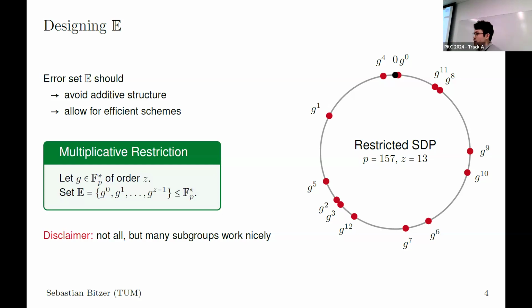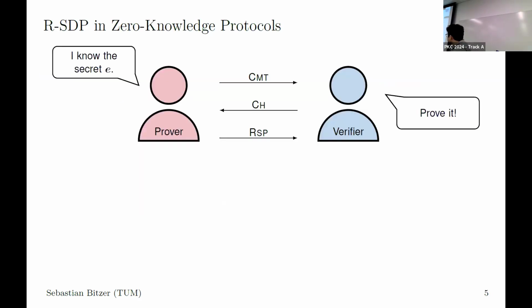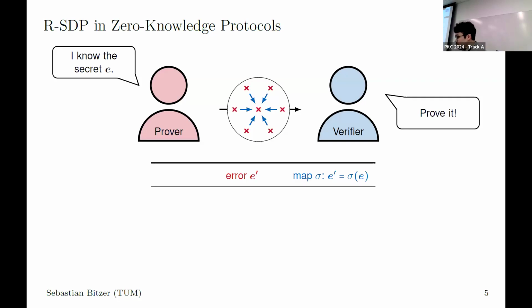Okay, so by now, you might be wondering how exactly we're going to benefit from this structure in designing a scheme. To illustrate this to you, let us consider a generic zero-knowledge proof for a secret error vector. In such a protocol, a prover and a verifier exchange commitments, challenges, responses. Irrespective of the exact protocol that is being executed, at some point, either an error E prime or a map that acts transitively on the errors is communicated.